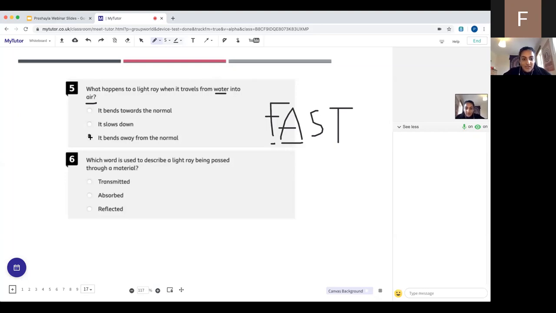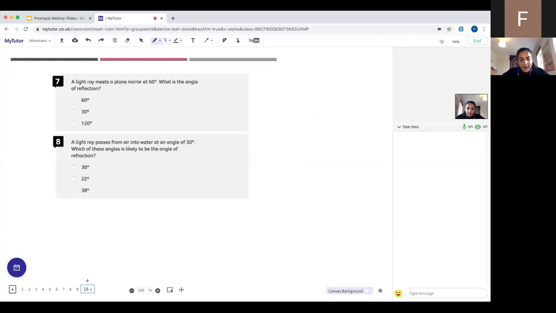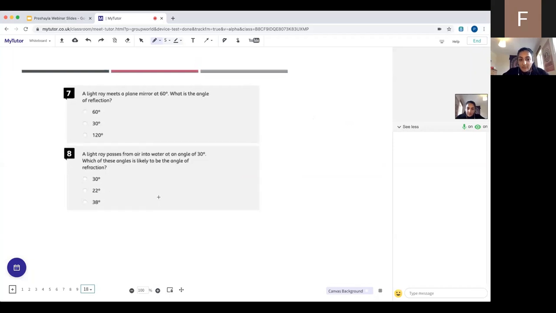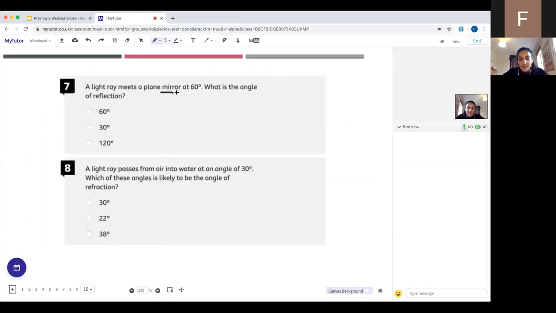And which word is used to describe a light ray being passed through a material? That's transmission. So when it is allowed to go through the material. Okay, a light ray meets a mirror at 60 degrees. What is the angle of reflection? Great, it's 60. That is the law of reflection. Angle of incidence equals angle of reflection.